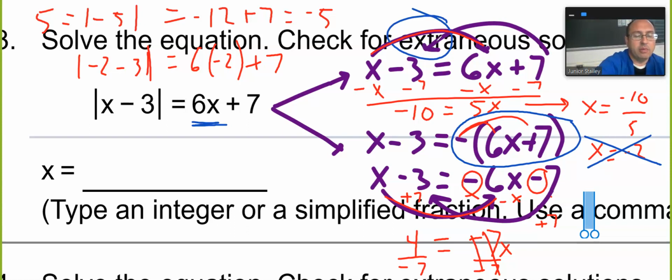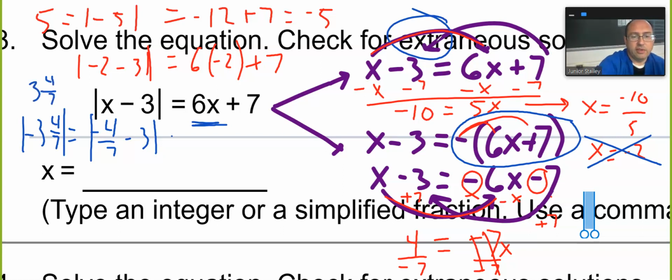Okay, now I'm going to come back up here. Negative 4/7 minus 3. Okay, all right. So what is that? That's the absolute value of negative 3 and 4/7. That's kind of weird. So we know that that is 3 and 4/7. Okay, on the other side, I've got to multiply 6 times negative 4/7 and then add it to 7.